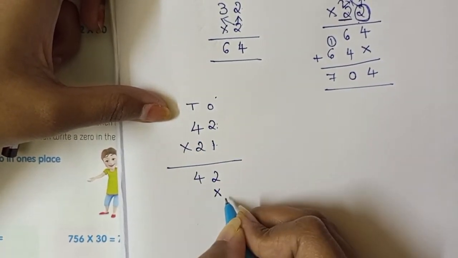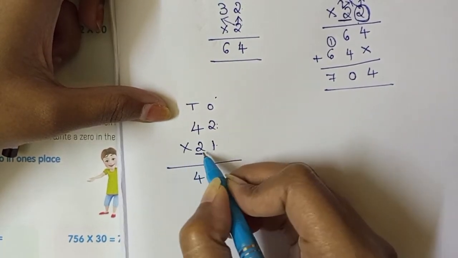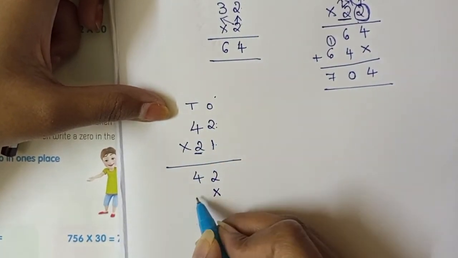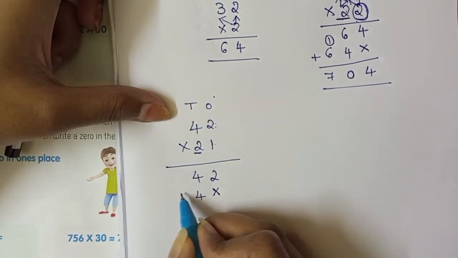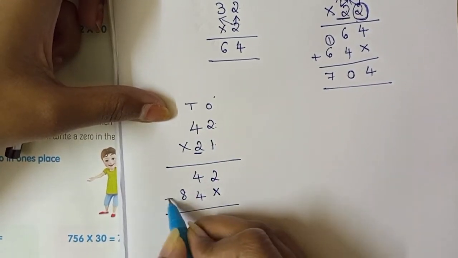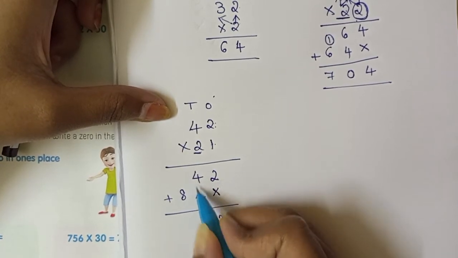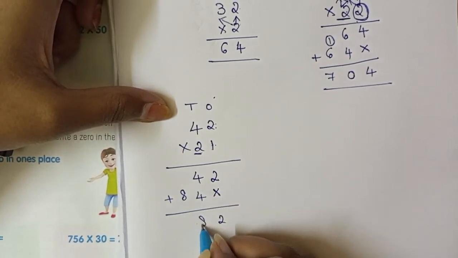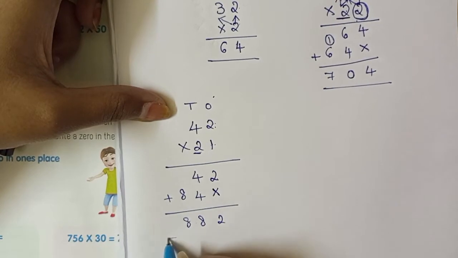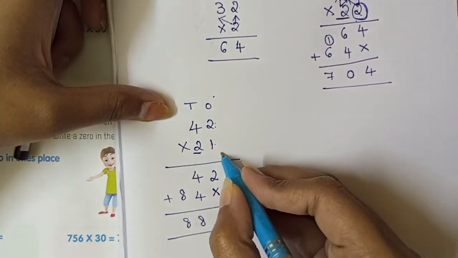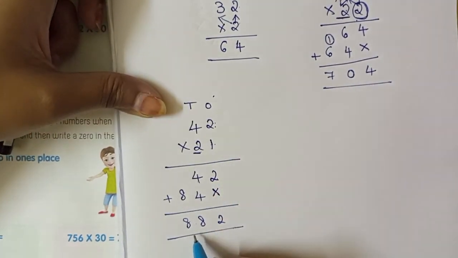So we have to put 1 into mark. It is the tens place. 2 twos are 4, 2 fours are 8. We have to add now. 2 carry out. 4 plus 4 is 8. 8 carry out. So 42 into 21 is 882.